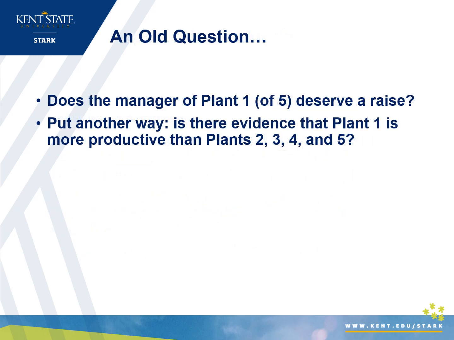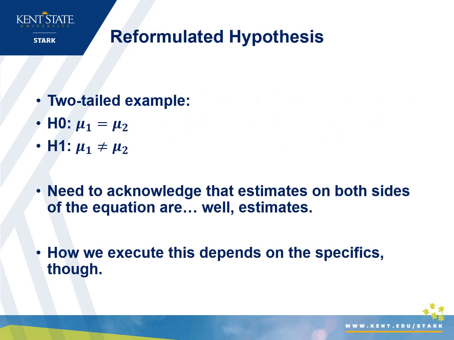So consider this question, which we saw in a previous assignment. Does the manager of a particular plant deserve a raise? In gathering evidence, we'd ask whether their plant is more productive than their peer plants. In answering this question, we will formulate the hypothesis as a two-tailed test. That is, the null is that the mean for the two populations is the same. The alternative is that they are not the same.